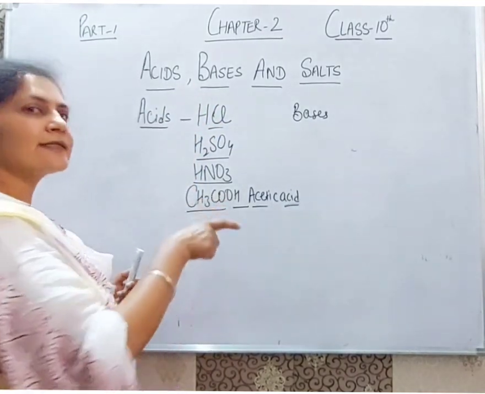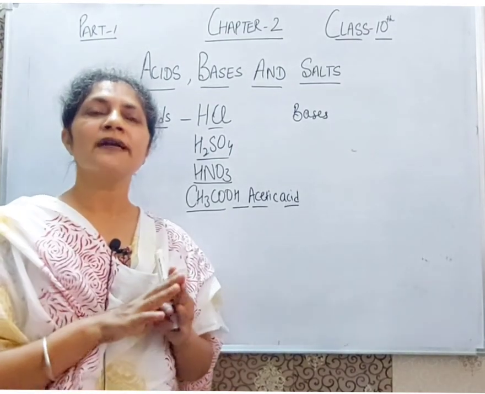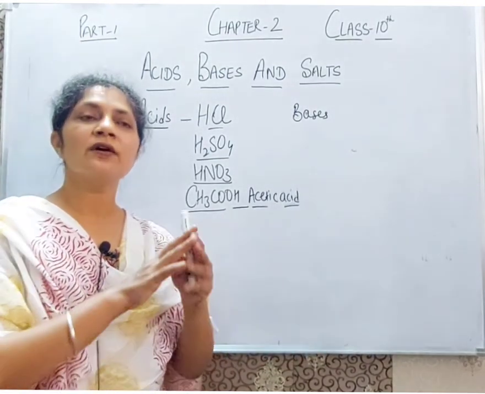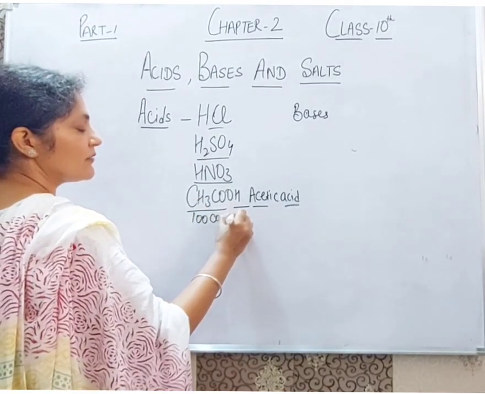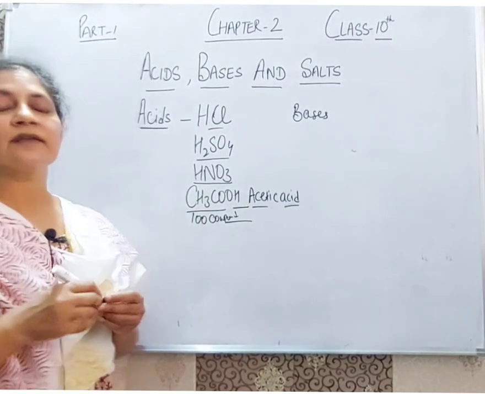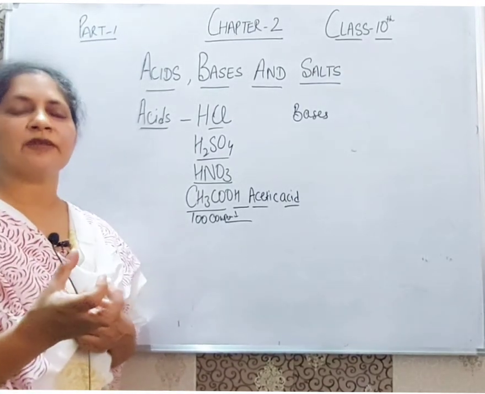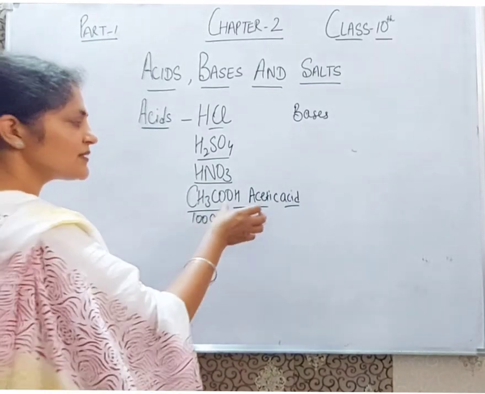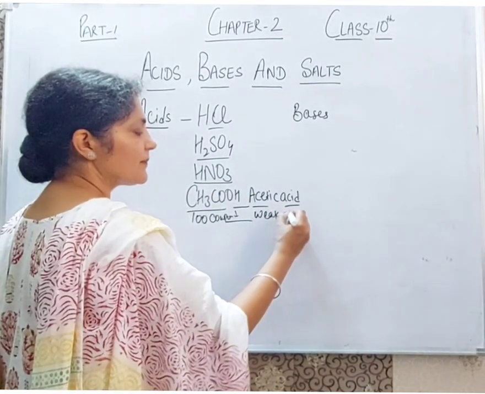When acetic acid is dissolved in water, it gets ionized, but not fully. If there are, suppose, 100 molecules of acetic acid, all will not get ionized, only a few of them will get ionized. So this is a weak acid.